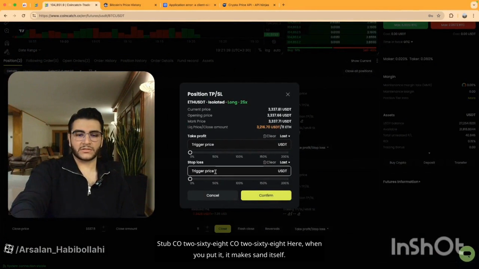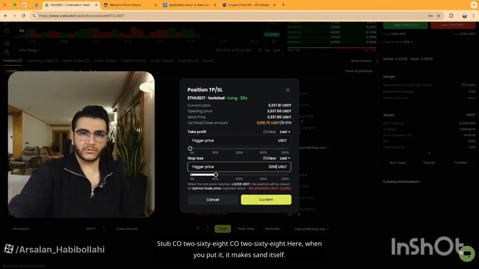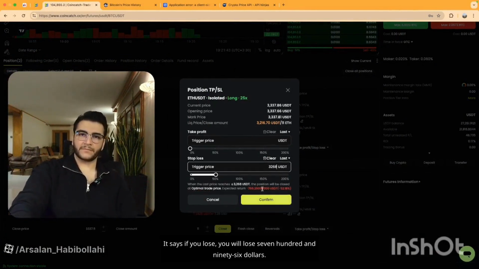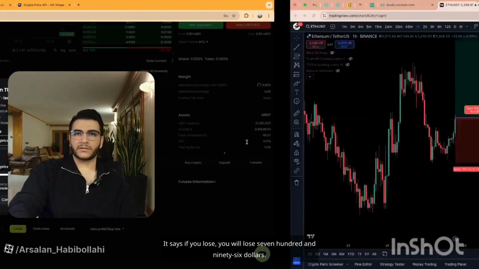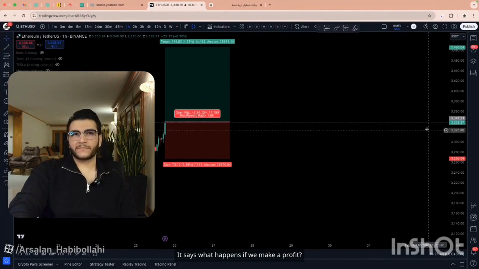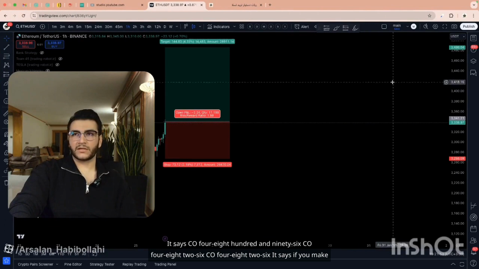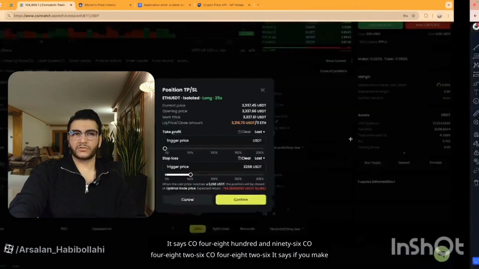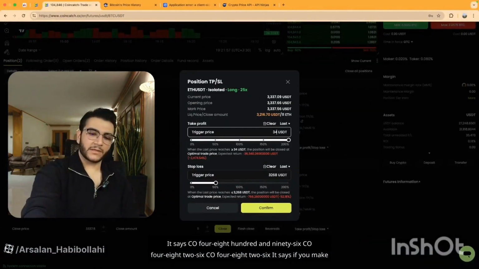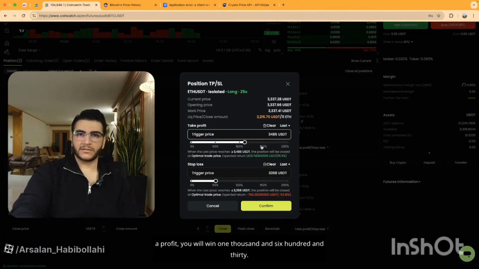Stop 32.68, put it here, and it calculates itself. It says if you lose, you will lose $796. Then it says what happens if we make a profit. If you make a profit, you will win 1,630. I say I agree.